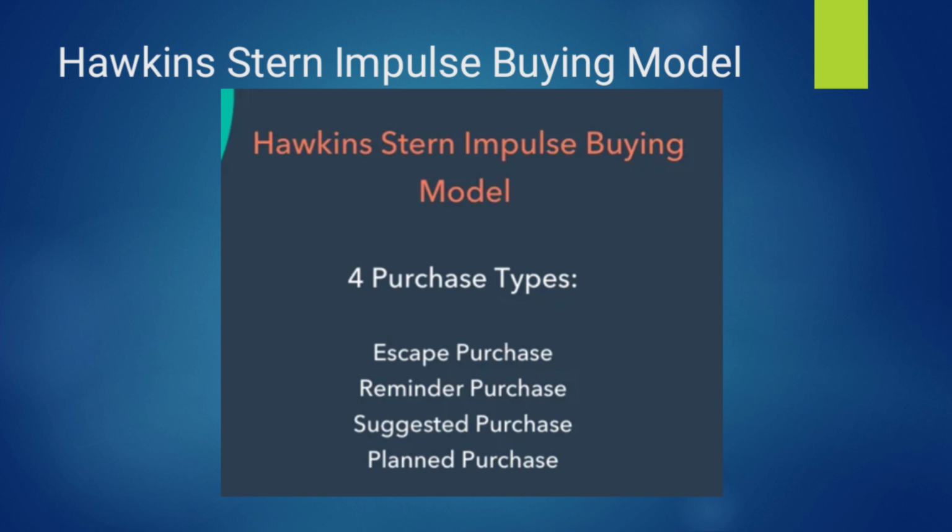Then planned purchases. Although planned is the opposite of impulse, these purchases occur when a consumer knows they want a particular product but will only buy if there is a deal involved.